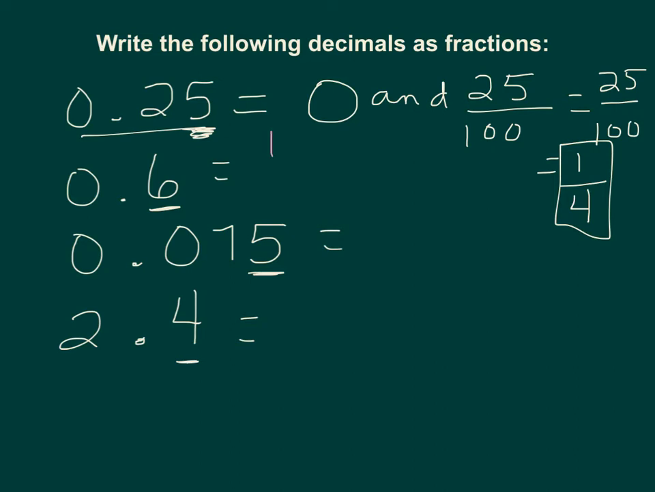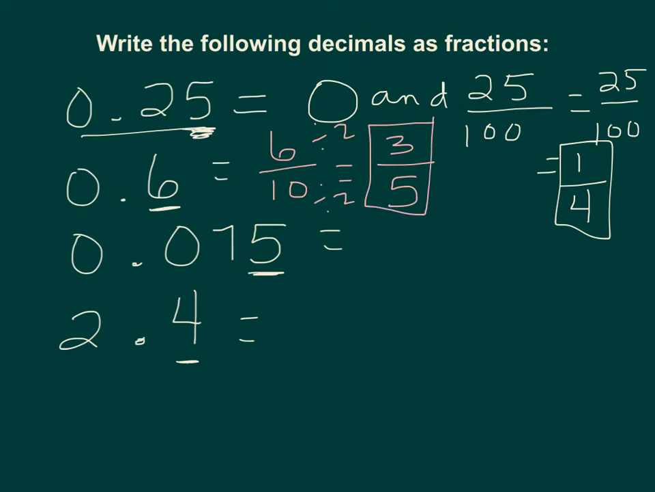So 0 and 6/10 is equal to 6 over 10 as a fraction. I've put my 6 over 10 because it's in the tenths place. I reduce by dividing the numerator and denominator by 2 because I know that is a common factor. And in simplest form, 0.6 is equivalent to 3/5.